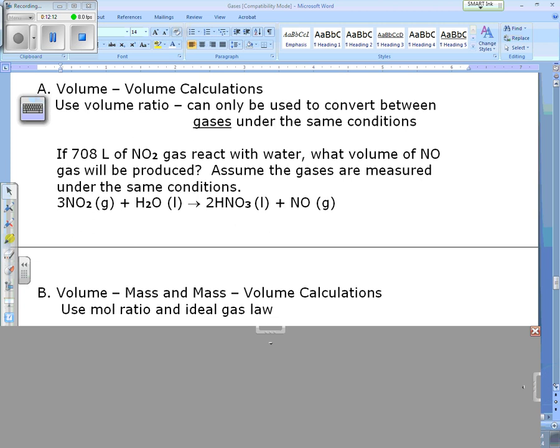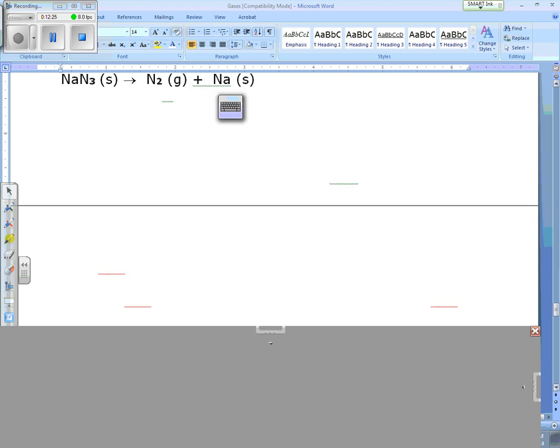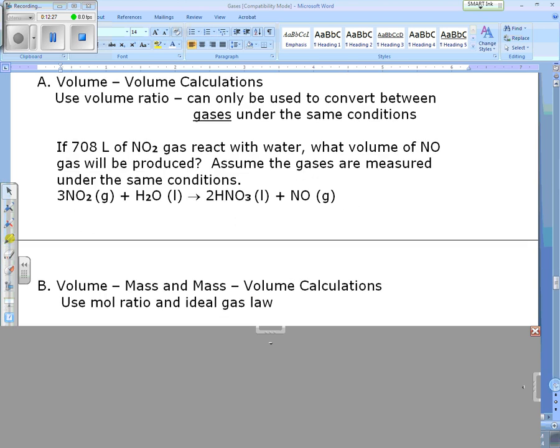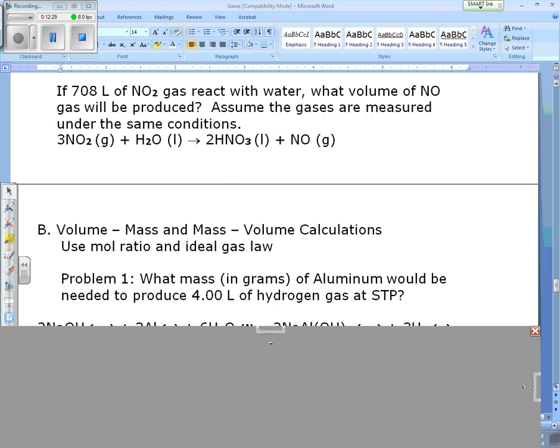Now we're going to get into volume mass and mass volume calculations. We are going to have to use some stoichiometry here, and we may have to use the ideal gas law. Whoops. Let's try that again. The first type of problem is a problem that is at STP. So two types of problems, one at STP, one not at STP.